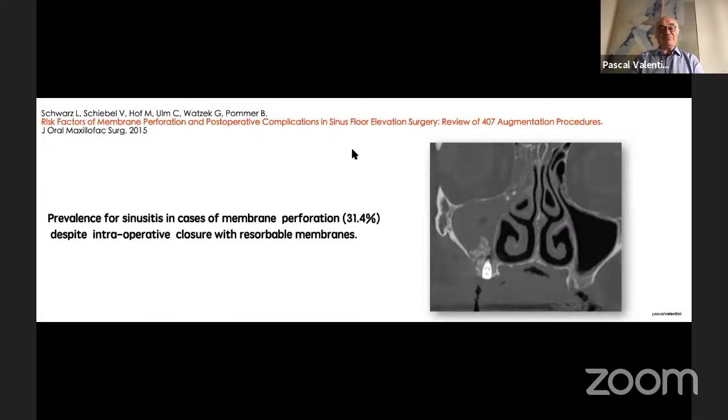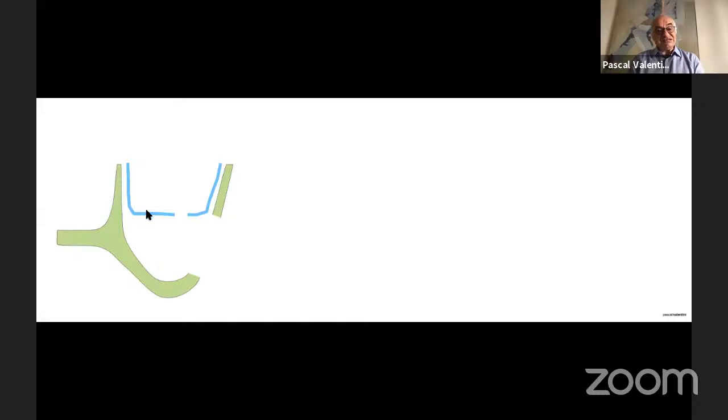But according to this paper, you can see that even using a resorbable membrane, the prevalence of infection is more than 30%. Because we are using the membrane in the wrong way. So what is the best way to use the membrane in order to prevent the complication caused by the graft material migration through the perforation? This is a drawing showing the perforation here.